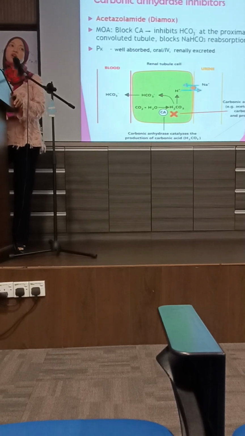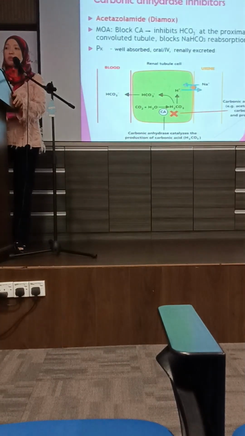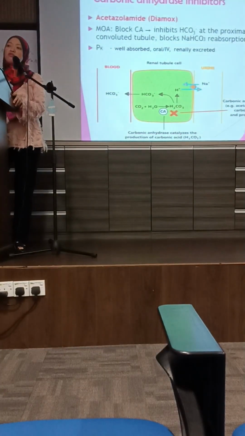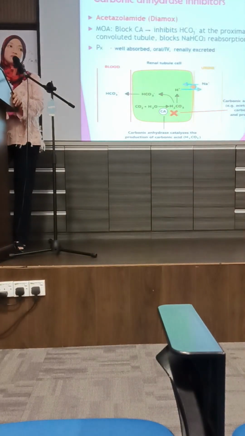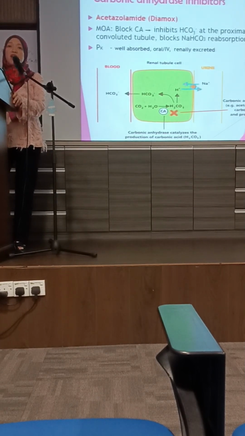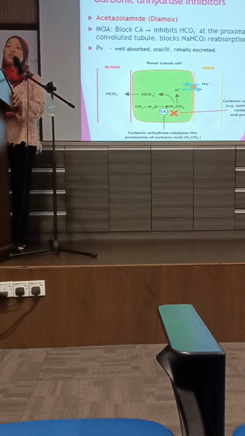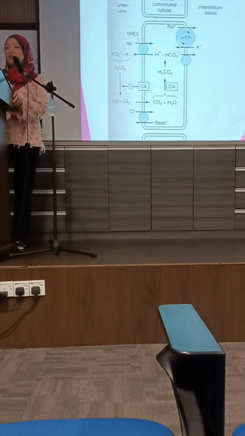So what happens when your carbonic anhydrase enzyme is blocked? It will inhibit bicarbonate reabsorption at the proximal convoluted tubule. So what happens when your sodium bicarbonate reabsorption is inhibited? What happens to the blood? More bicarbonate will be lost in the urine, right, so the blood will be more acidic. So when you take acetazolamide, you are prone to developing metabolic acidosis if you take too much acetazolamide.